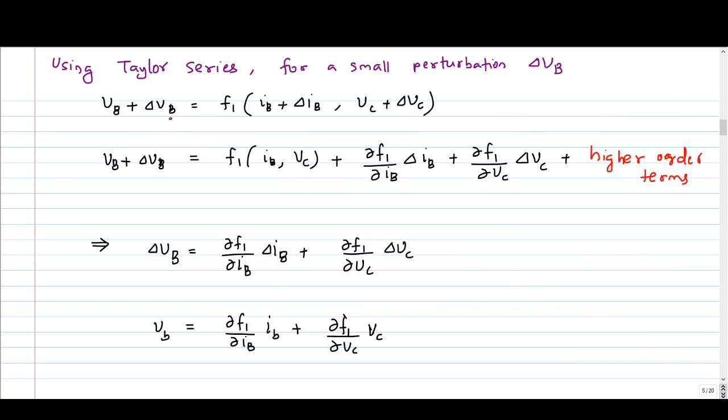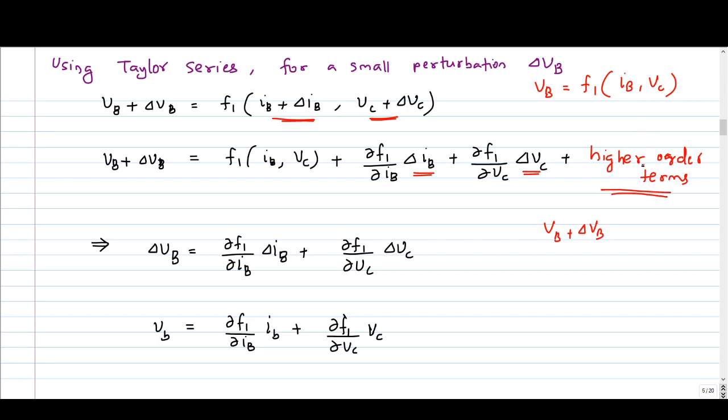So using Taylor series expansion for a small perturbation in VB, if I disturb VB by a small value delta VB, what happens? From the first equation, VB is f1 of IB comma VC. So if I perturb VB by delta VB, then it becomes f1 of IB plus delta IB comma VC plus delta VC. So this f1 can be expanded in Taylor series form. So f1 of IB comma VC plus dou f1 by dou IB into delta IB plus dou f1 by dou VC into delta VC plus higher order terms.